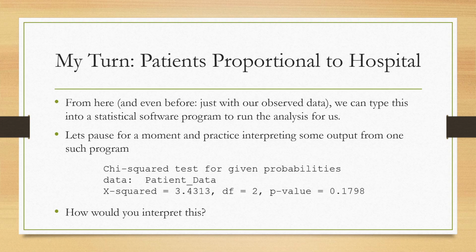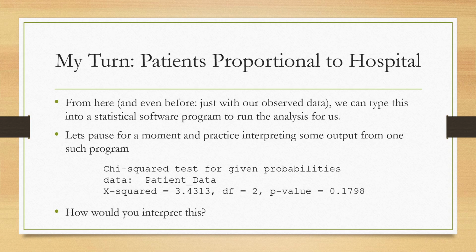Recall the null hypothesis: the proportion of patients matches the proportion of staff. If we reject that, we say we have reason to believe the proportion of patients doesn't match the proportion of staff, so we go with the alternative. There is at least one difference. At least one hospital has a different proportion of patients than its proportion of staff. And that's the conclusion we would ultimately go with.